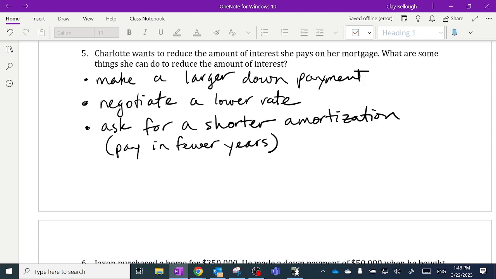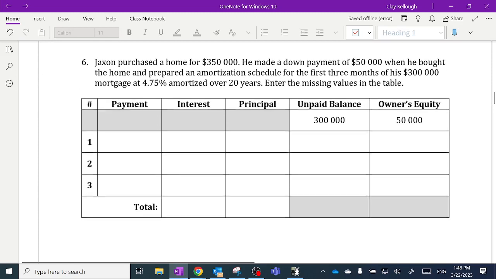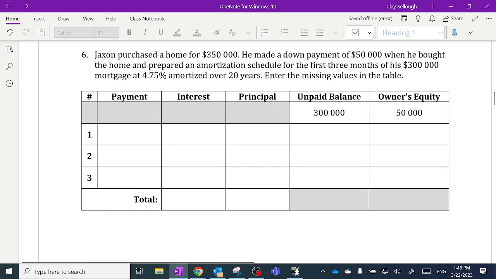So that's kind of the biggest one that I had. So that's the 3 that I kind of popped into my head. So ask for a shorter, instead of paying a 25-year mortgage, pay a 20. You'll pay less interest. It means you pay more every month, but if you can afford it, in the long run, you've saved money. Okay, so that's number 5. Number 6, if you haven't tried number 6 yet, you can get started on it. Pause the video.